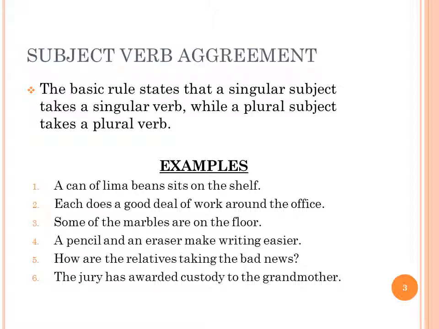Collective nouns such as group or jury may be singular or may be plural depending on the meaning. Like the example number 6, the jury has awarded custody to the grandmother. It is acting as a unit, therefore the verb is singular. If they are acting as individuals, like the example in number 5, how are the relatives taking the bad news? They are acting as individuals, and the verb would be plural.